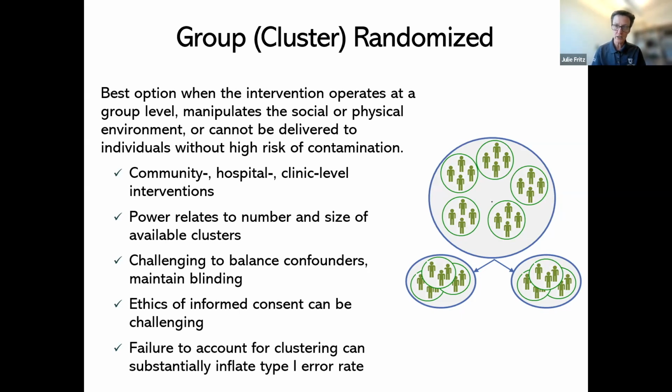It can be a little challenging to make sure that you have enough units, enough clusters to randomize. And especially in a situation where there's only a few randomizable clusters, even though they're being randomly assigned, the chance for baseline imbalances becomes higher. So that's a downside here.